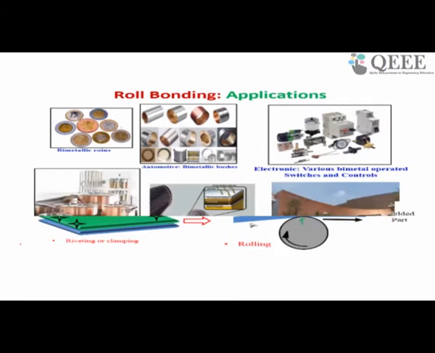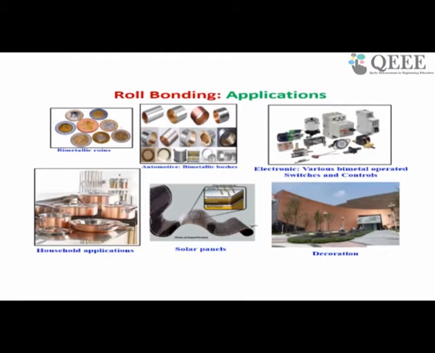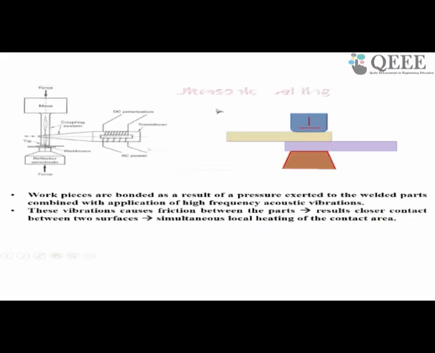So there is wide application for roll bonding. Bimetallic coins are widely made by using roll bonding. Bimetallic bushes are made of aluminum and copper. They make sheets, bond, roll and join. In electronics there are a lot of applications, such as switches and control panels. For household applications, they use copper with aluminum. You can see the outer part is copper, the inner part maybe steel or aluminum. They also use it in solar panels and decoration components. In many places they make bimetallic components by using the roll bonding process.